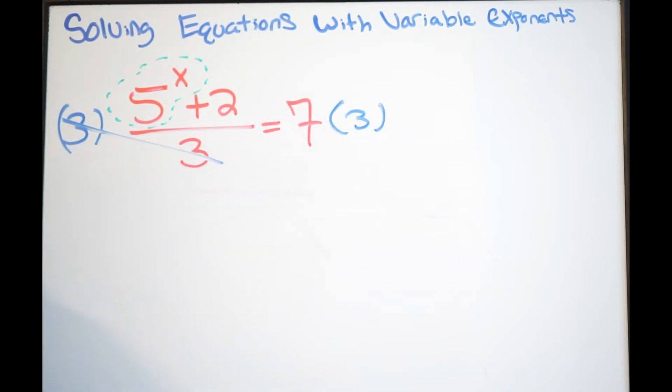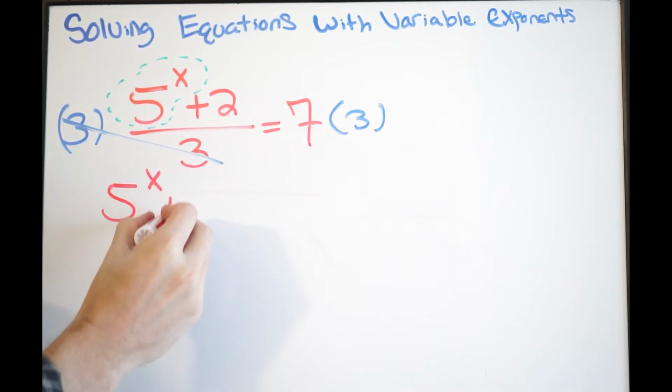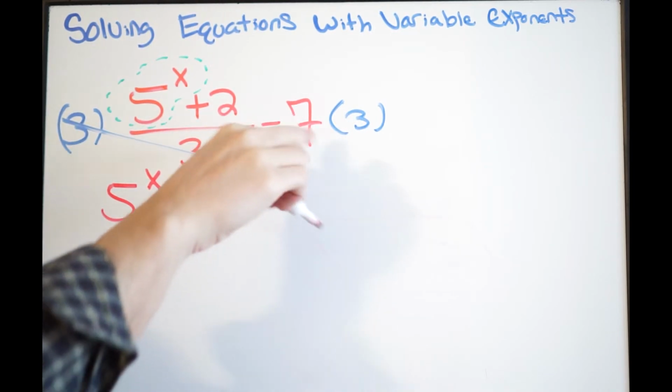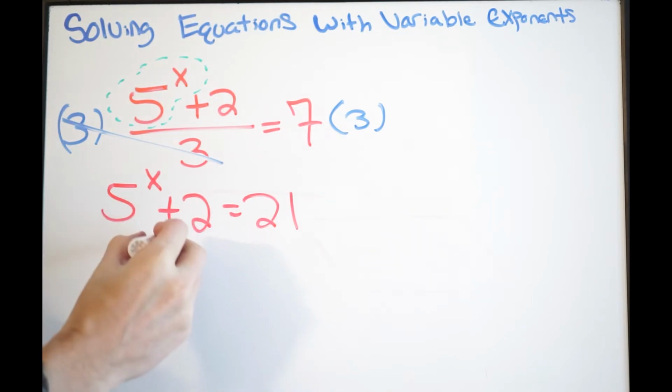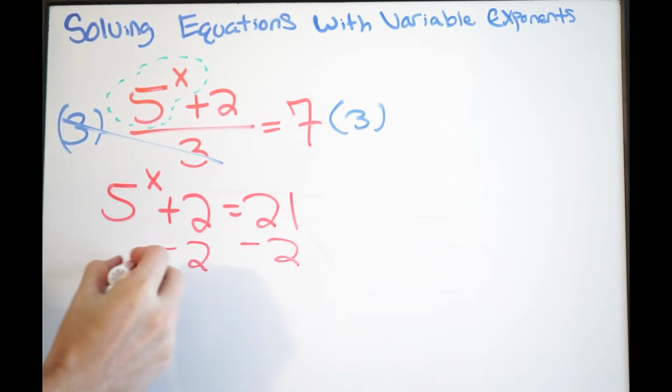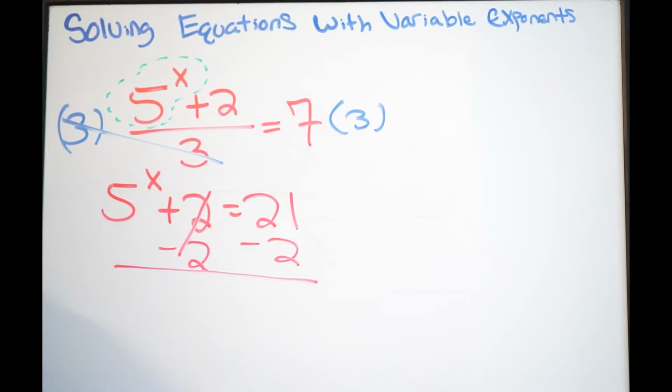Okay, so this will cancel. And then just rewriting, we get the following. We get 5 to the x plus 2 equal to, this will give us 21. Okay. Our next step is to subtract 2 on both sides. So minus 2 on both sides. So this will cancel. Here we get 5 to the x equal to 19. So again, we have it down to the point where our power is isolated.